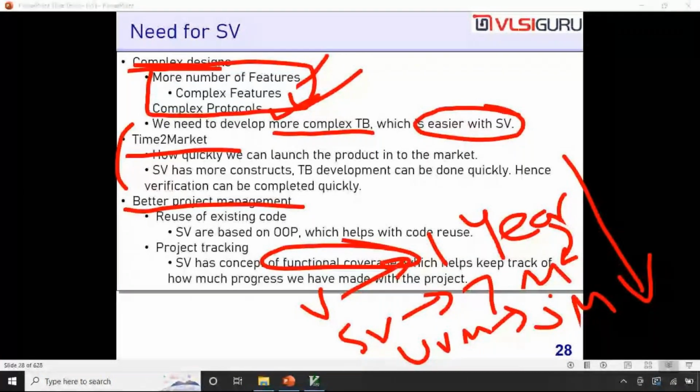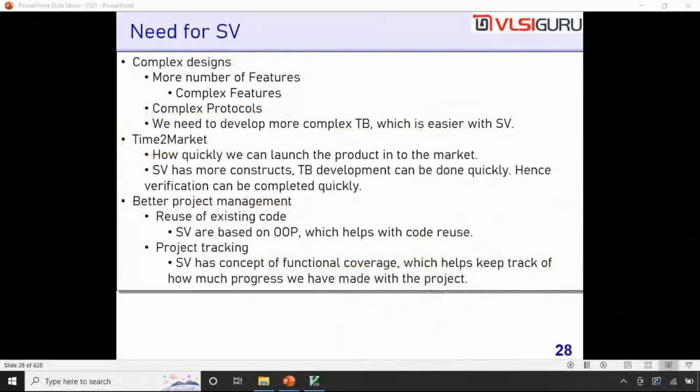One of the other important things in SystemVerilog is that it is very easy to reuse the existing code. You can easily reuse the existing code, all because of the concept of object oriented programming. If you ask in one word what the difference between Verilog and SystemVerilog is, object oriented programming is the difference. We will be spending significant time understanding what is object oriented.